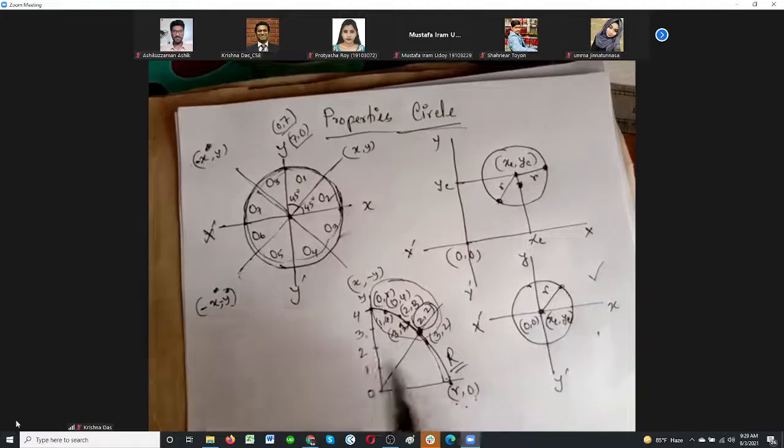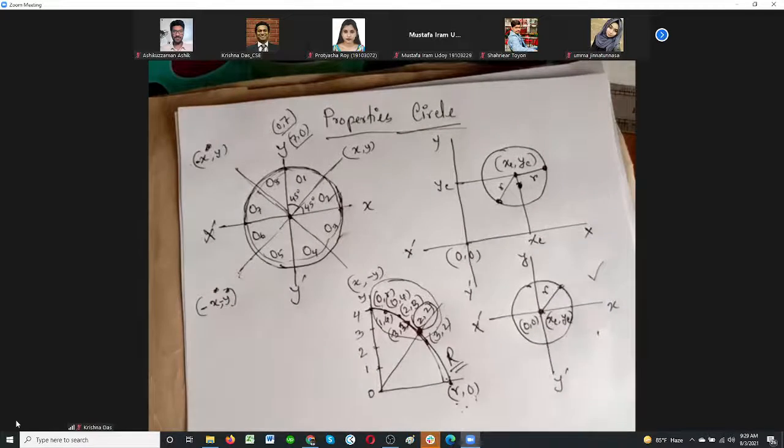So we can have a more smooth shape of the circle, and that will work with the relation with the midpoint between two pixels. That's why this algorithm is called the midpoint circle drawing algorithm.